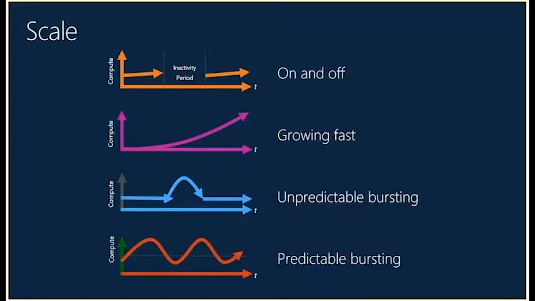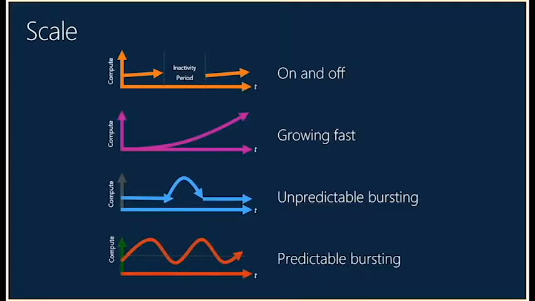Number one being on and off, inactivity periods. This comes up a lot for development and test workloads. You have developers who maybe work 8 to 5 Monday through Friday. So why should we be running servers in our racks all the time when they only need them certain times of the day or certain times of the week?